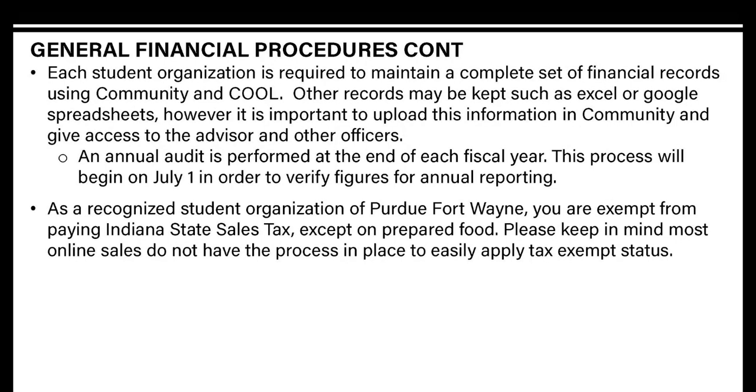Each student organization is required to maintain a complete set of financial records using the Community and Cool web applications. Other records can be kept in programs such as Excel, Google Spreadsheets. However, it's important that you upload this information into Community so that you can give access to the advisor and other officers. An annual audit is also performed each year beginning on July 1st to verify figures for annual reporting. As a recognized student organization, you are also exempt from paying taxes. The forms needed for tax-exempt purchases are available in the Documents section of Community.